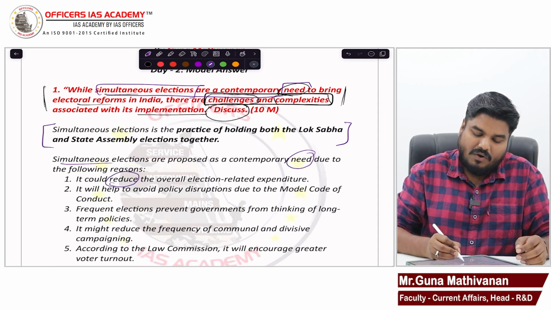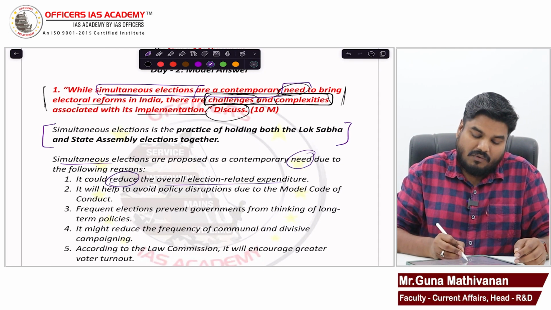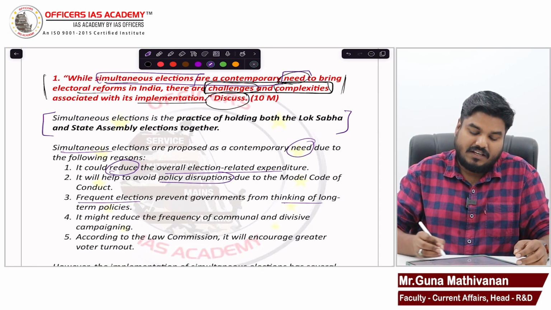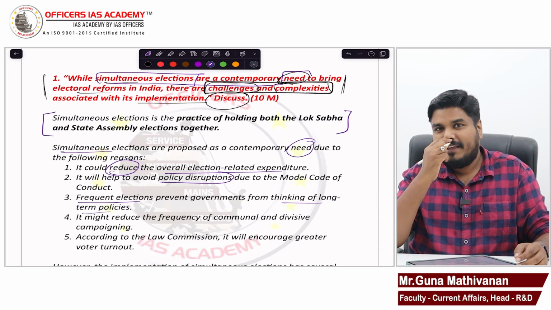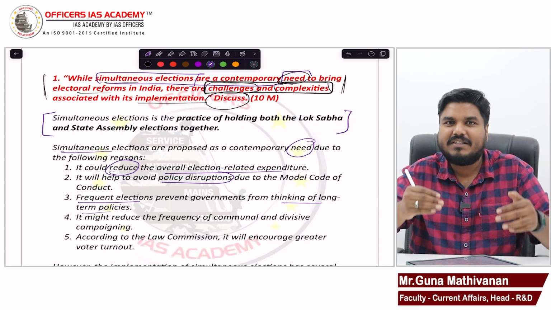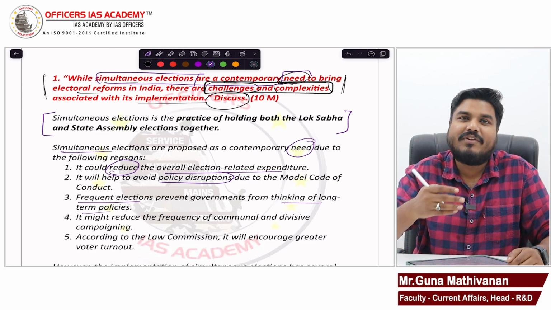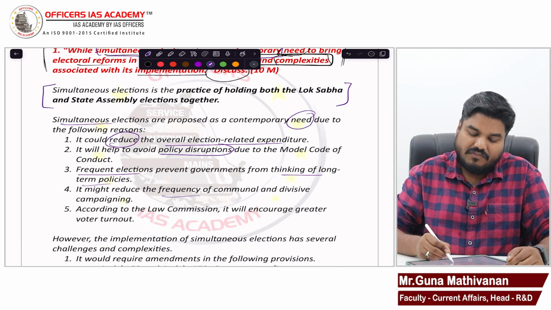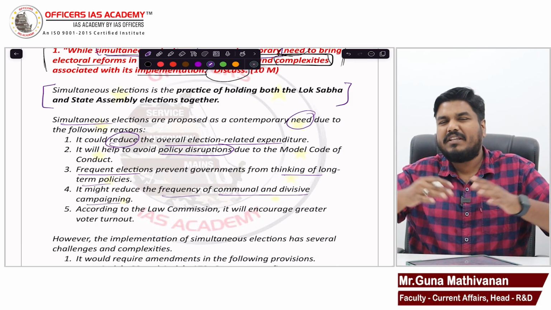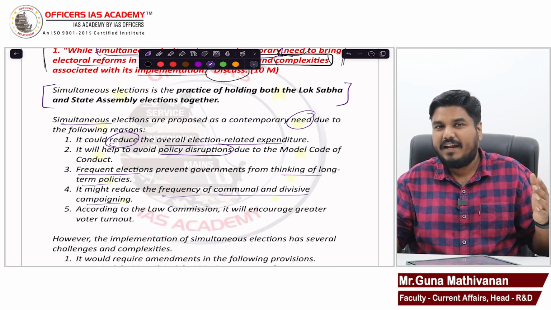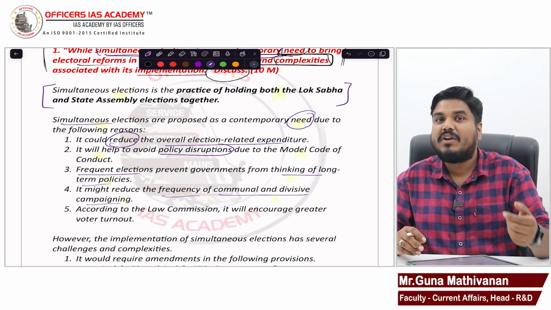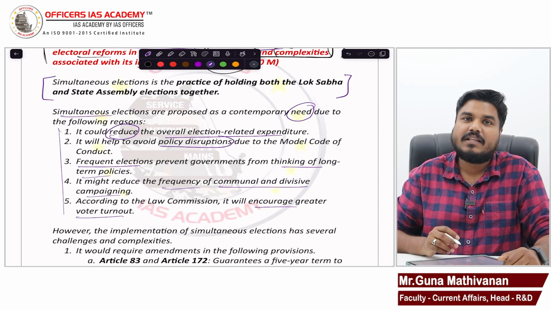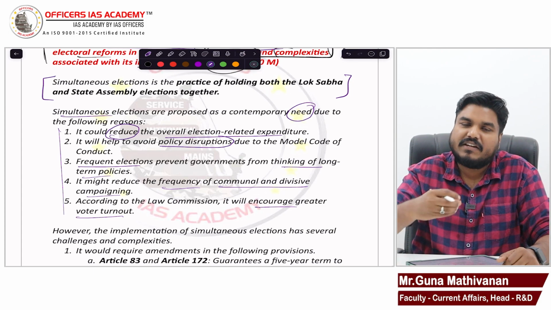It will reduce the overall election expenditure. It will help to avoid policy disruptions. Frequent elections prevent governments from thinking of long-term policies, because with frequent elections, the government will come up with short-term measures so that the voters are influenced. They might not think about long-term visions. It might reduce the frequency of communal and divisive campaigning. The more the number of elections, the more the campaigning, it disturbs the communal harmony, right? So voter turnout can also be encouraged. So give simple sentences but communicate effectively.